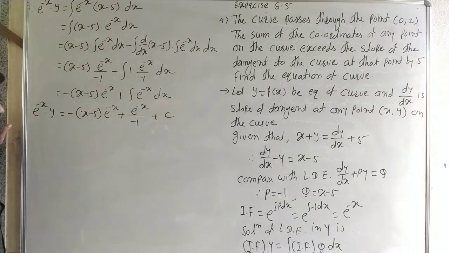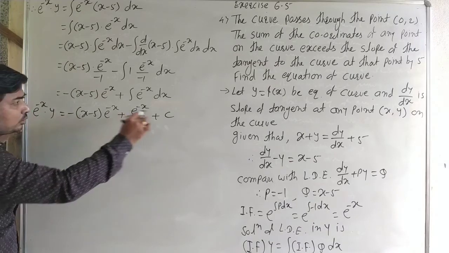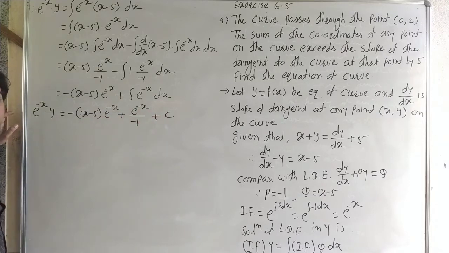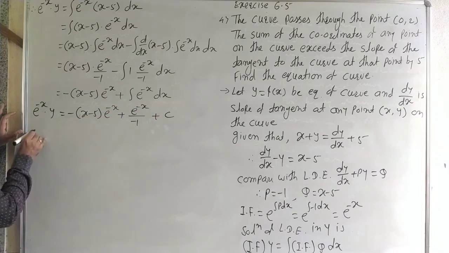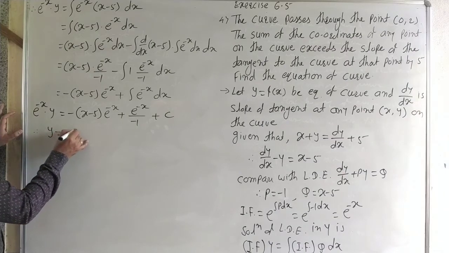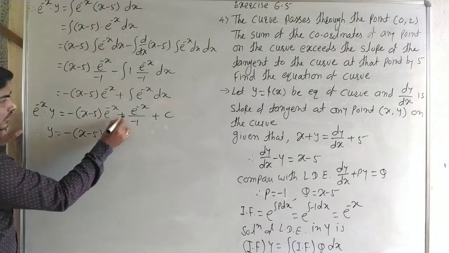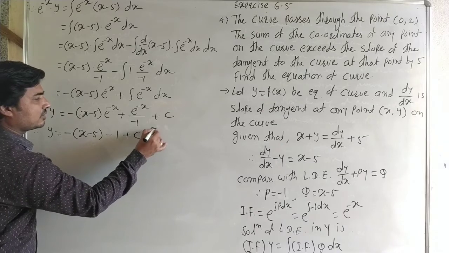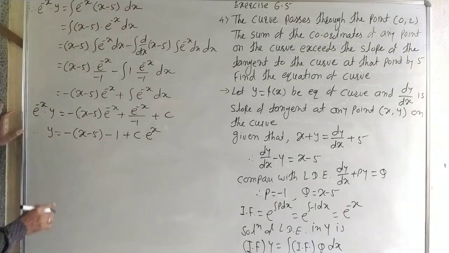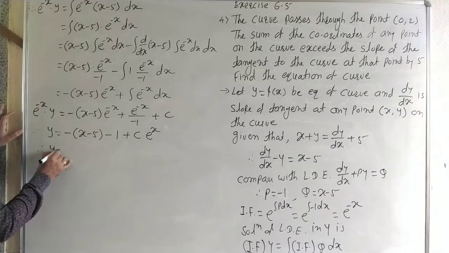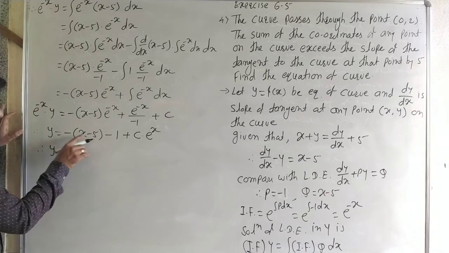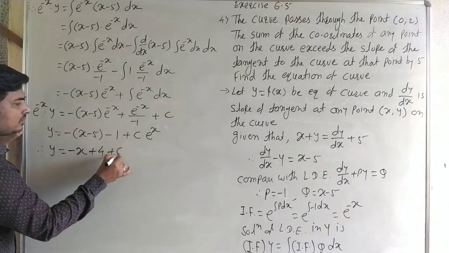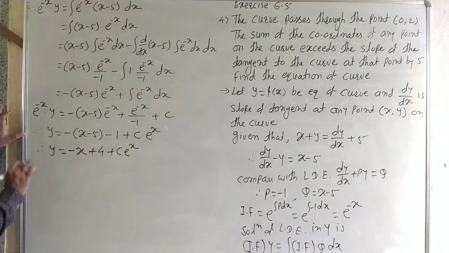Now here it is a general solution. Here we can divide throughout by e to the power -x. Therefore we get y is equal to -(x - 5) - 1, here it is a minus 1, plus c times e to the power x, because we divide by e to the power -x. See carefully, y is equal to -x + 5 - 1, which is +4, plus c times e to the power x, is the general solution of the differential equation.